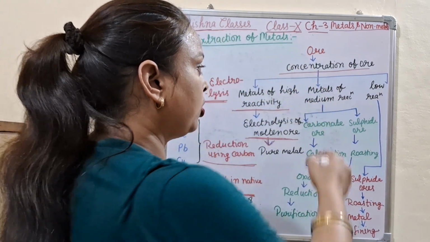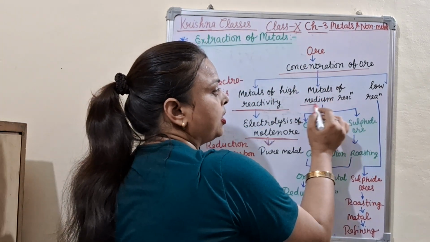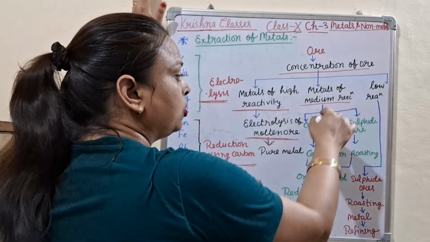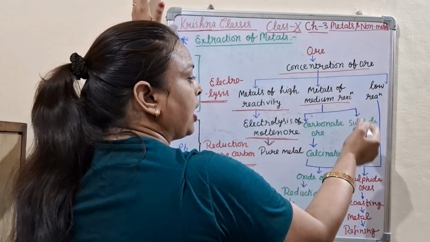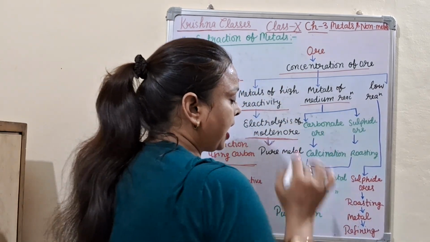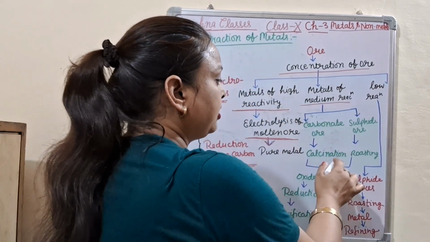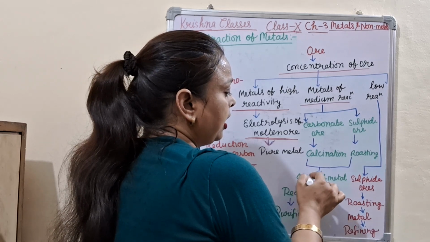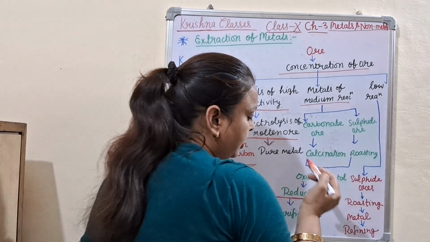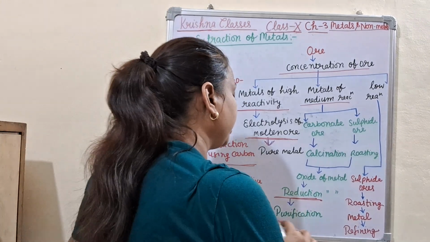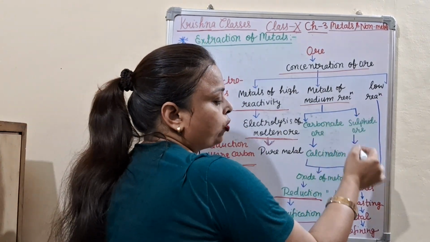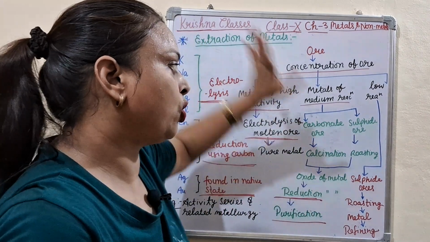Okay, now come to the next topic, metals of medium reactivity. So these are the carbonate ore and sulfide ore. For carbonate ore, by the process of calcination we obtain the oxide of the metal, and then by reduction and purification we find the pure metal. For sulfide ore, by roasting we also find the pure metal.